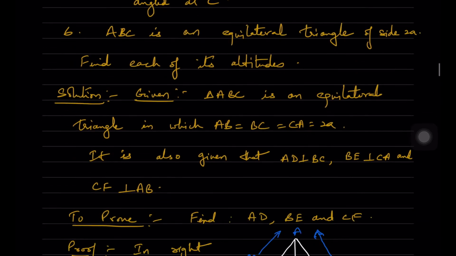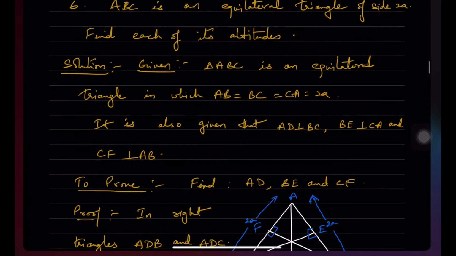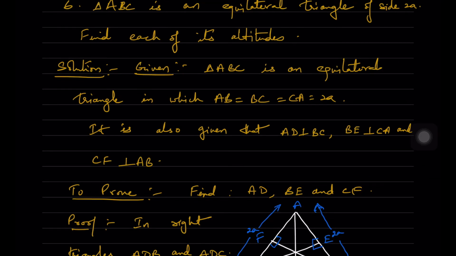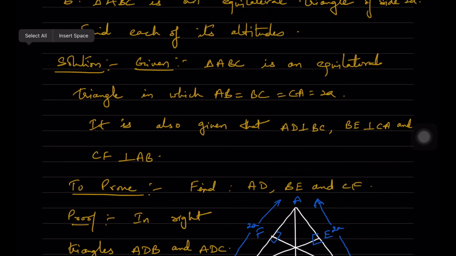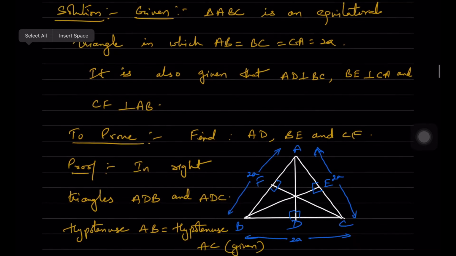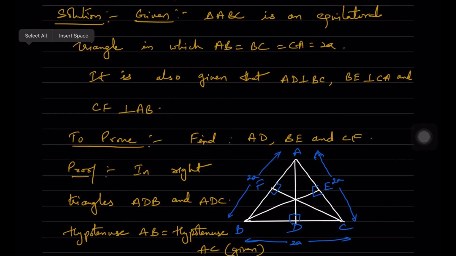Now the sixth one. Triangle ABC is an equilateral triangle of side 2A. Find each of its altitudes. So what are its altitudes? We'll see. So what is given over here? For us, given triangle ABC is an equilateral triangle in which AB is equal to BC is equal to CA is equal to 2A. It is also given that AD is perpendicular to BC, BE is perpendicular to AC, CF is perpendicular to AB. We have to find out what is the value of AD, BE and CF.